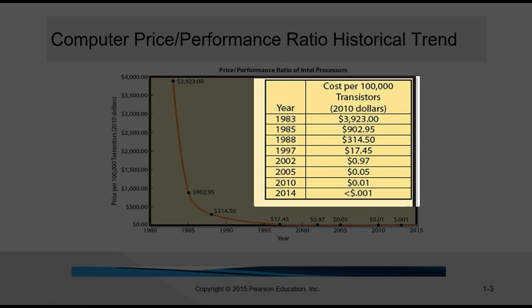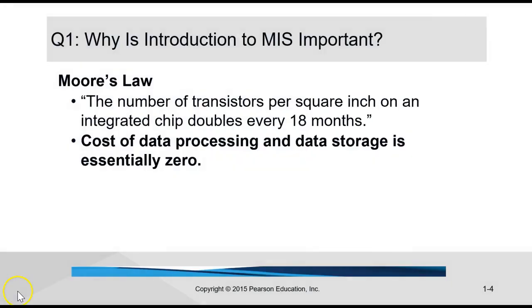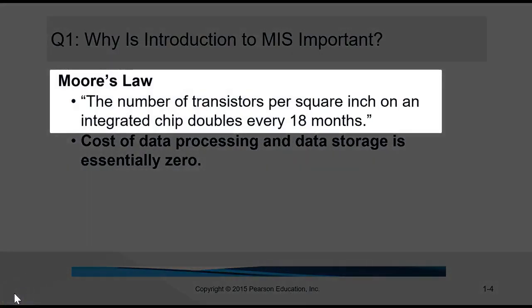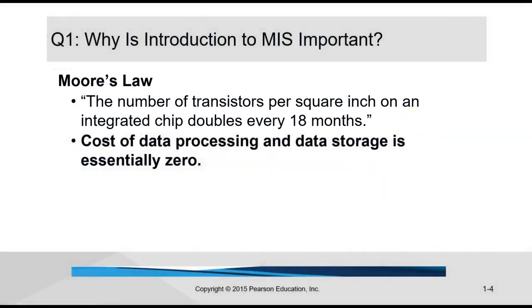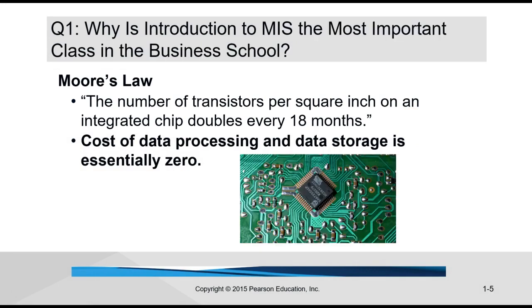This exponential decrease in the cost of transistors is due to what's known as Moore's law. Moore's law states that the number of transistors per square inch on an integrated chip doubles every 18 months. Here's a picture of an integrated chip. So one effect of Moore's law is that the cost of transistors decreases exponentially. Another is that the cost of processing data and storing it is essentially zero.